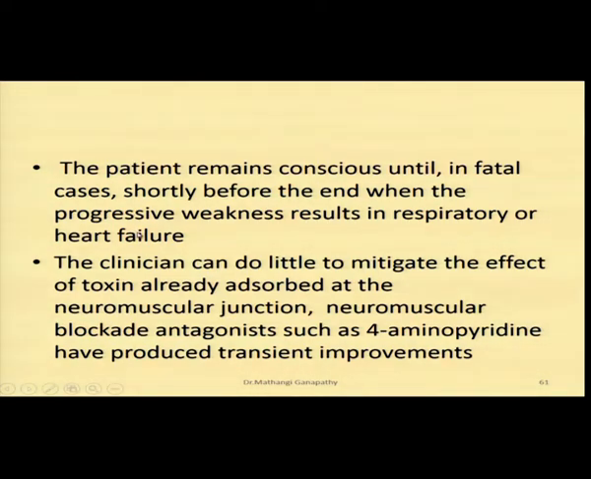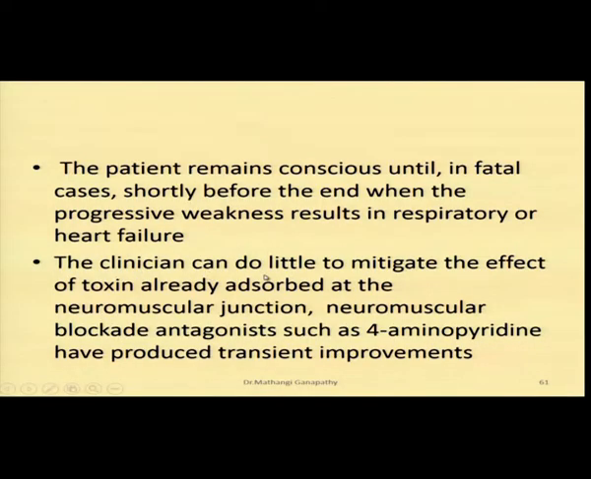Say this is a neurotoxin. So as the toxin spreads throughout the body, slowly all the musculature will be affected, all the nerve endings will be affected. So finally, including the involuntary muscles, everything will become paralyzed, leading to respiratory failure or heart failure.